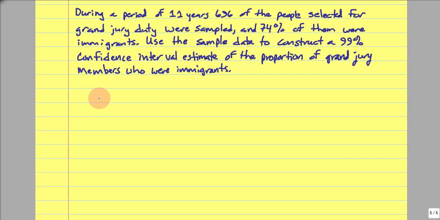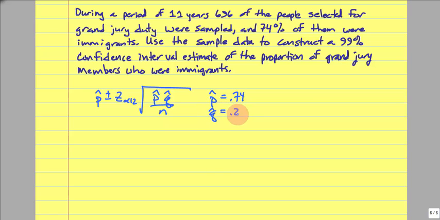So to get started, let's go ahead and look at our p hat plus or minus z alpha over 2 times the standard error, square root of p hat q hat over n. And then let's go ahead and find these values. So p hat they give us. P hat is equal to this 74% up here, so that's 0.74. And then q hat is the complement, so that would be 0.26. Now n is our sample size, in this case 696. And again, this 11 is a red herring. We actually don't end up using it.